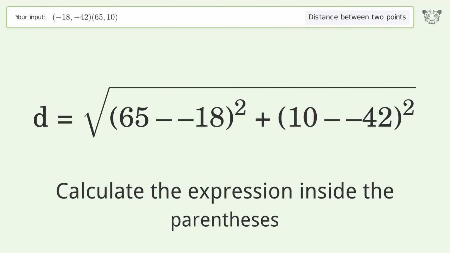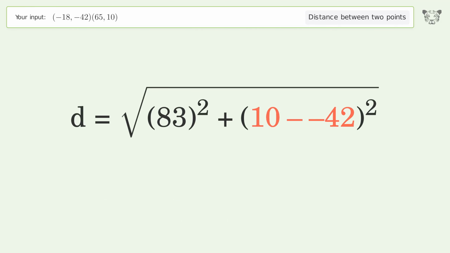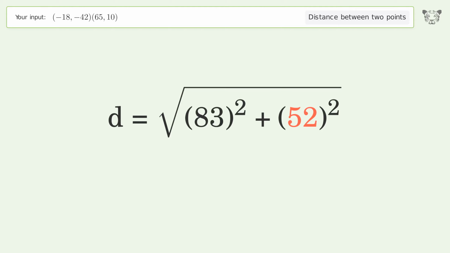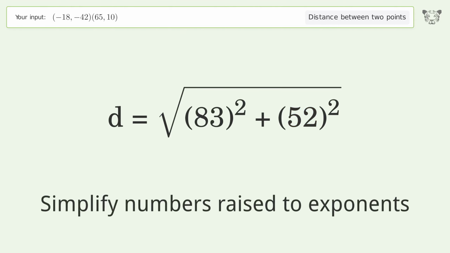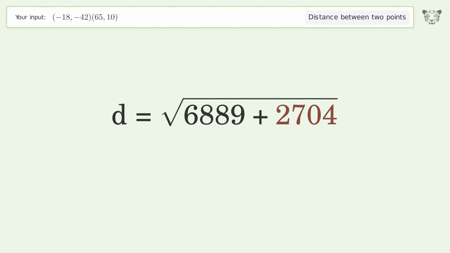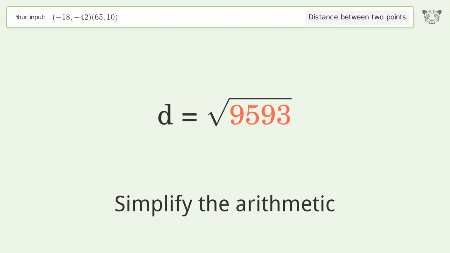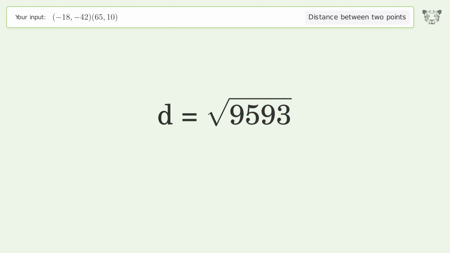Calculate the expression inside the parentheses. Simplify numbers raised to exponents. Simplify the arithmetic. And so the distance between the 2 points is the square root of 9,593, or 97.944.